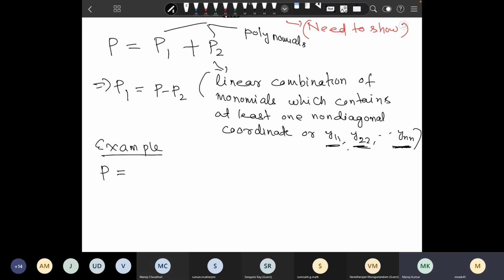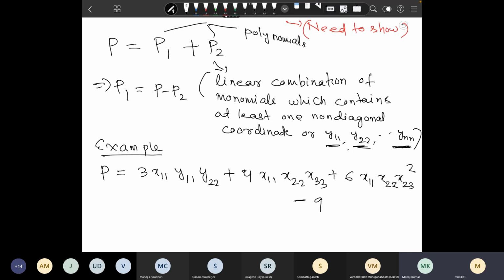Yeah, I am giving an example. Suppose P is equal to say 3 x11 y11 y22 plus 4 x11 x22 x33 plus 6 x11 x22 x23 square minus 9. Now this term contains y11 y22, so this will belong to P2, and here there is a non-diagonal coordinate, so this will also be P2, and whatever remains is P1.